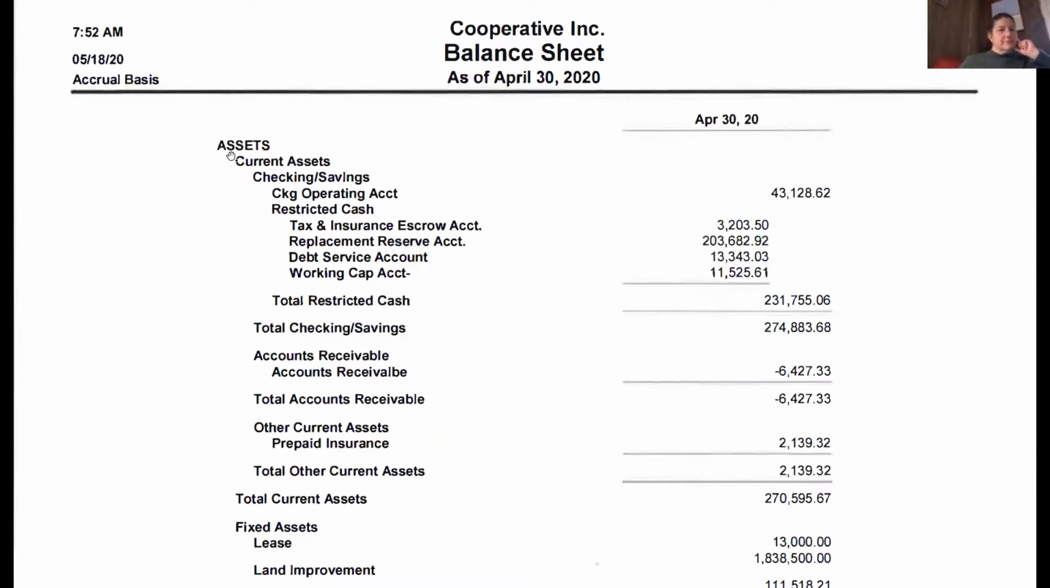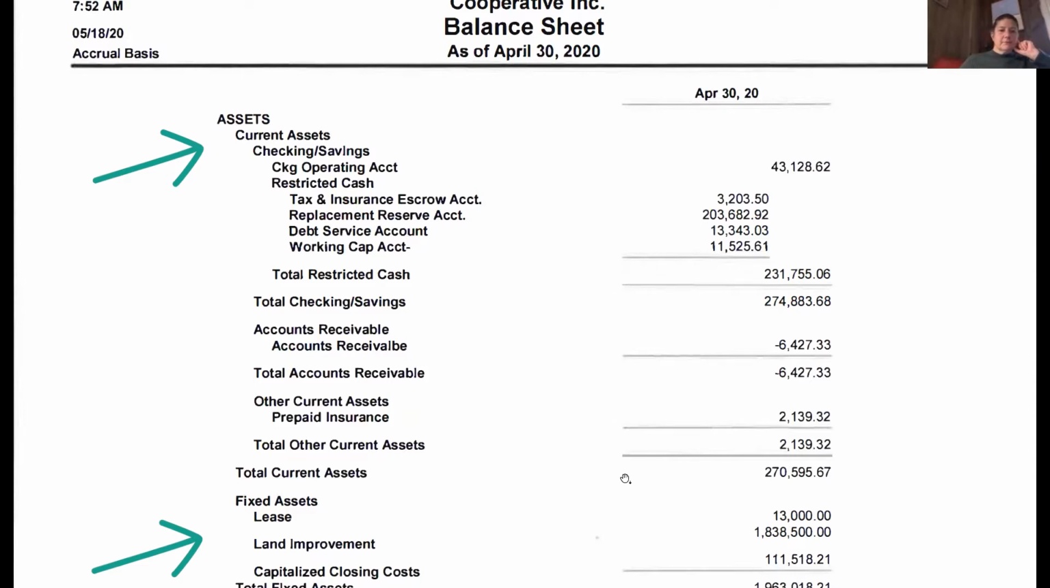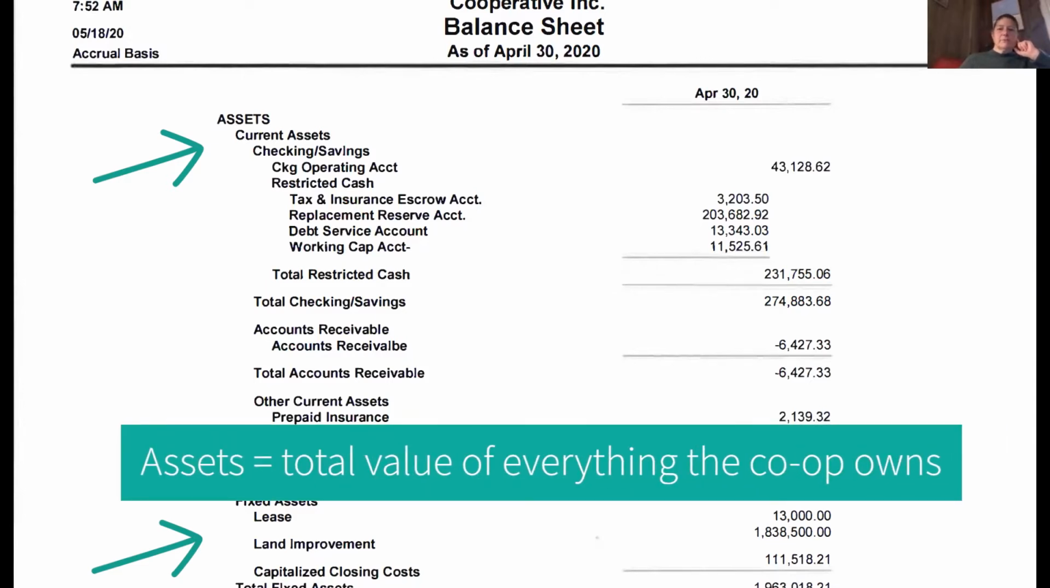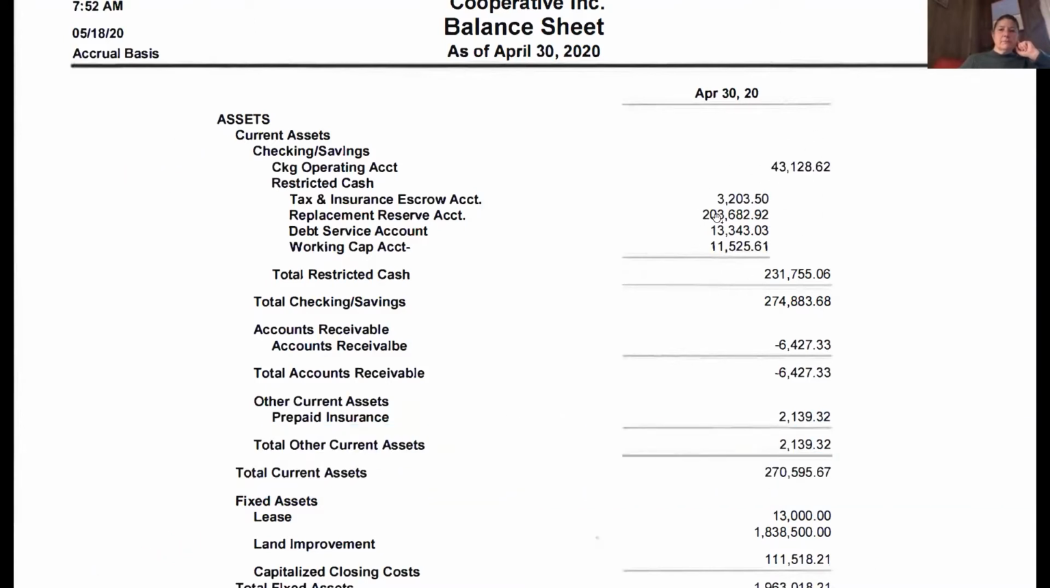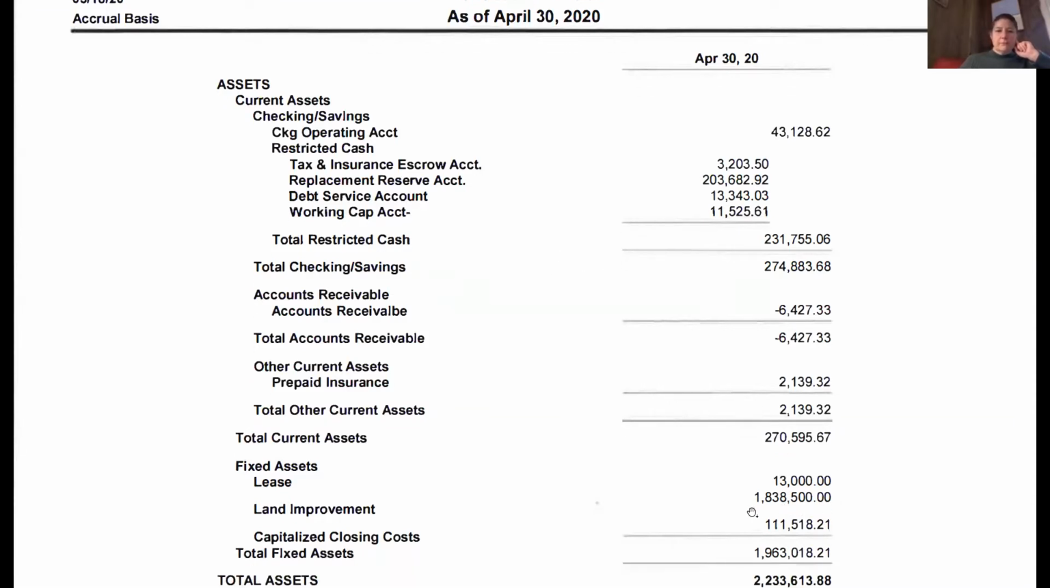There's a section called the assets. What that's doing is totaling up all of the different things that your co-op owns, starting from your various bank accounts, the cash that your co-op has, to other things, including the value of the land. And if your co-op has any buildings, those would show up in the assets. And if you had any vehicles or equipment, those would also show up here.